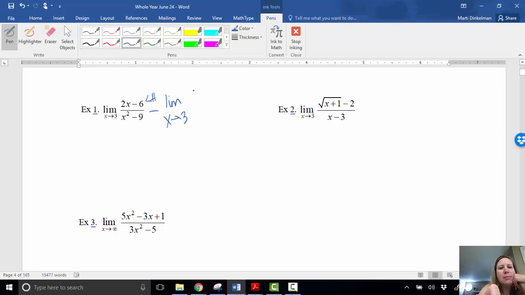So the derivative of the top, the numerator, is 2. Derivative of the denominator is 2x. And now it's no longer a problem trying to plug in that 3. So we get 2 over 6, which is that 1/3 we got earlier.